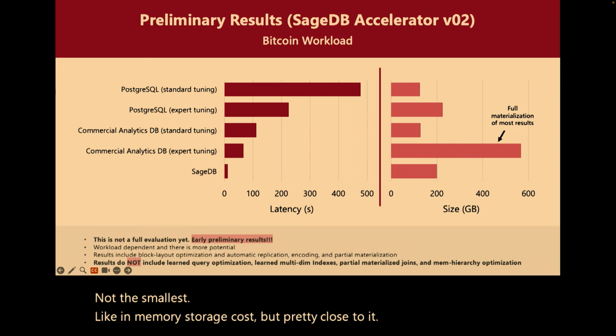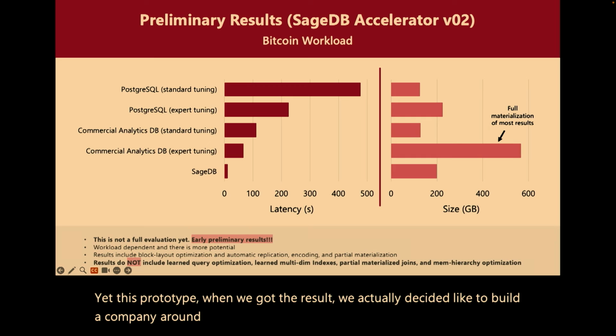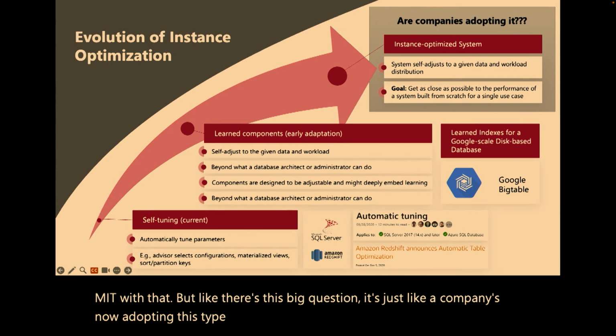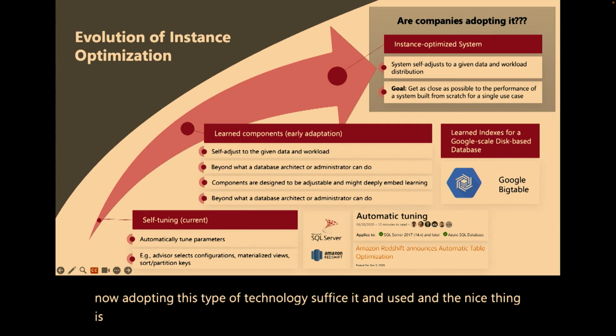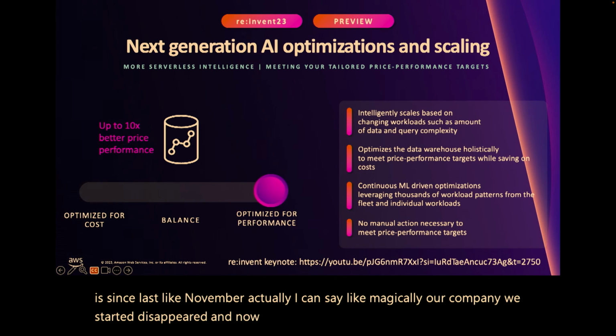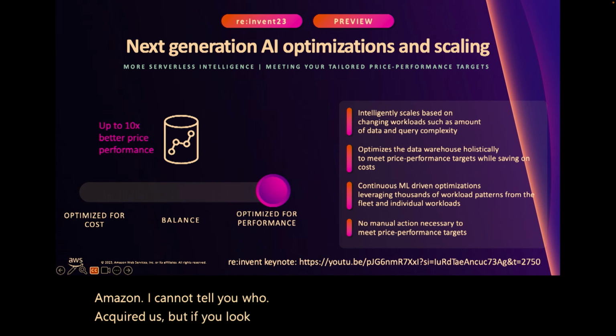We had this prototype. When we got the result, we actually decided to build a company around that. And that's the reason why we haven't continued at MIT with it. But there's this big question of whether companies are now adopting this type of technology. And the nice thing is, since last November, I can say that magically our company we started disappeared, and now we are suddenly all at Amazon. I cannot tell you who acquired us, but if you look at my affiliation, you might guess.